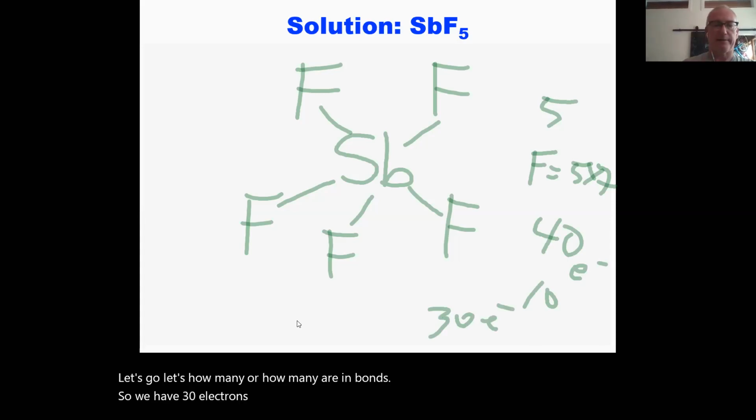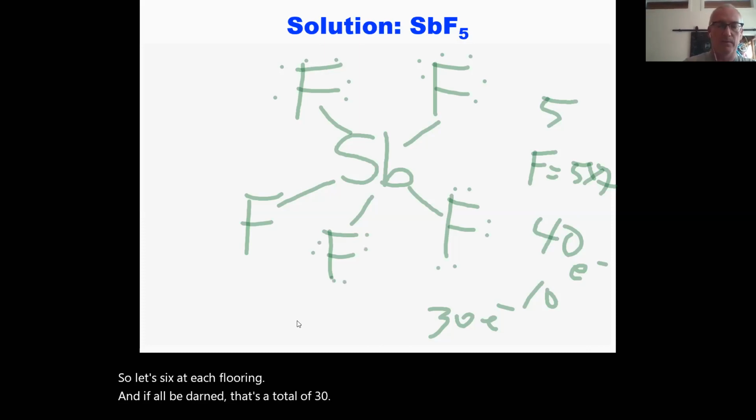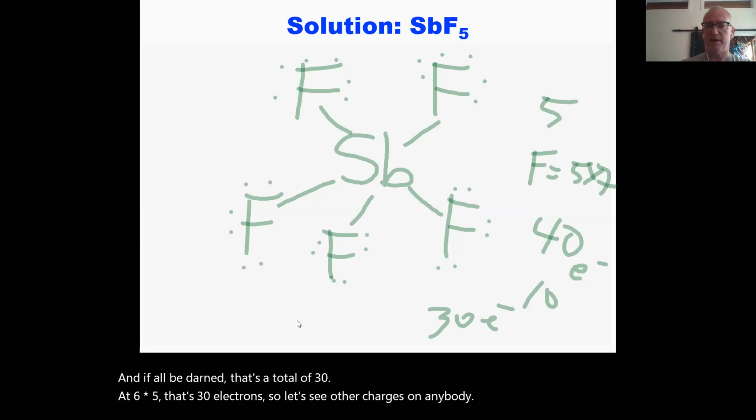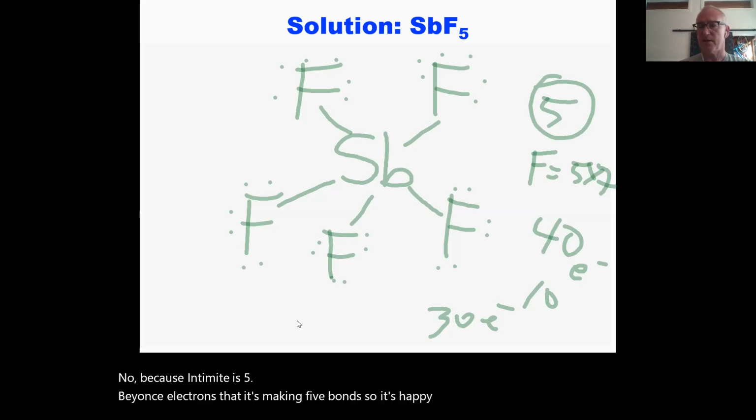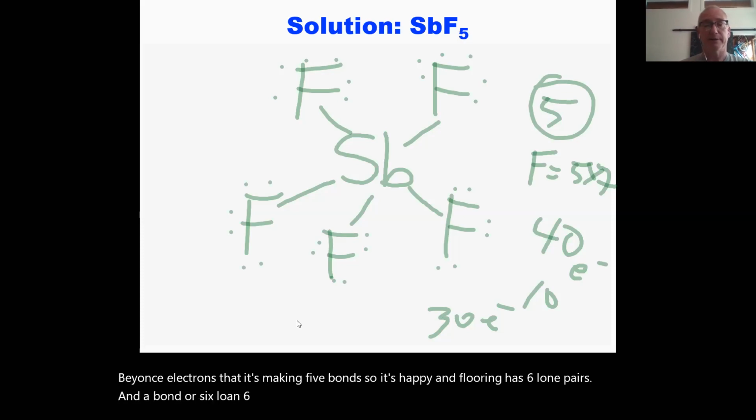So I'm just going to go around the outside and put 6 at each fluorine. And if I'll be darned, that's a total of 30. 6 times 5, that's 30 electrons. Are there charges on anybody? No, because antimony has 5 valence electrons and it's making 5 bonds, so it's happy. And fluorine has 6 electrons in lone pairs and a bond, so it's got 7, so it's happy.